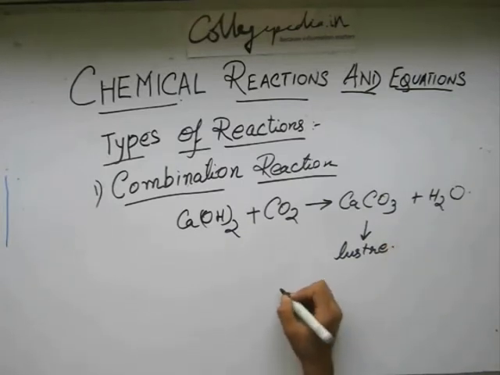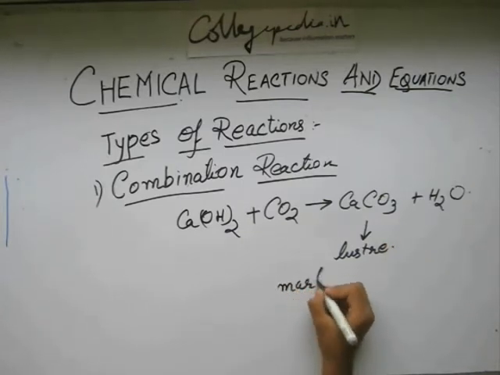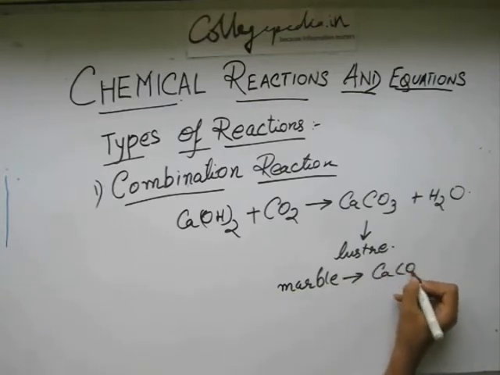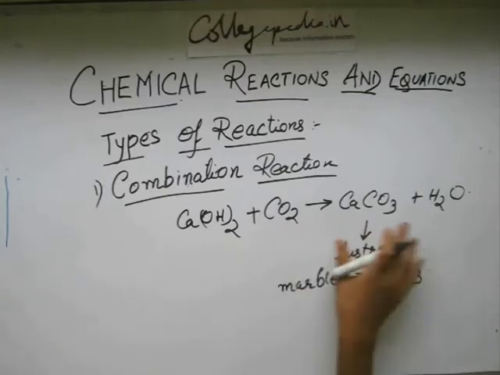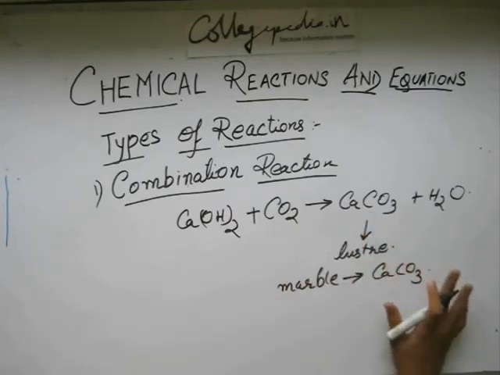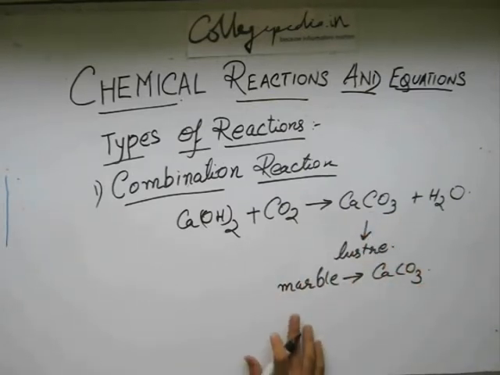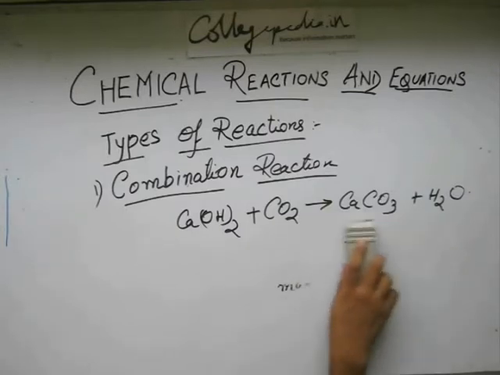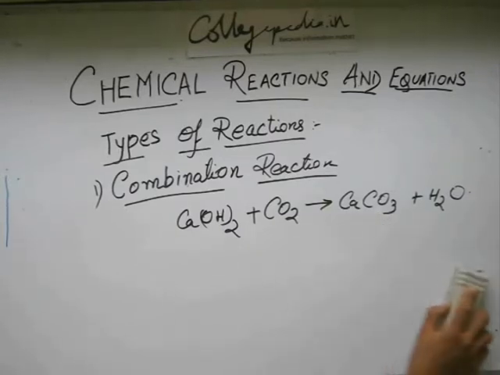And you know that marble, which is shining, also has the formula of CaCO3. Although the CaCO3 which is formed in this case is not marble, marble also has the formula CaCO3. So that is why your slaked lime is used for whitewashing of walls.